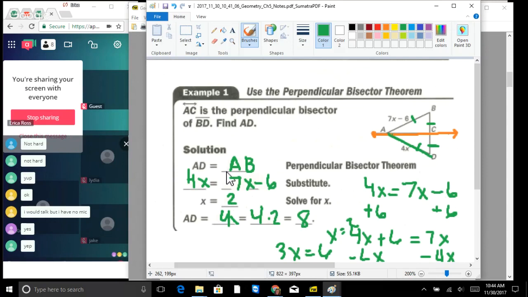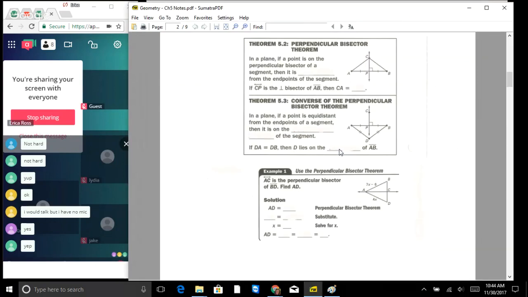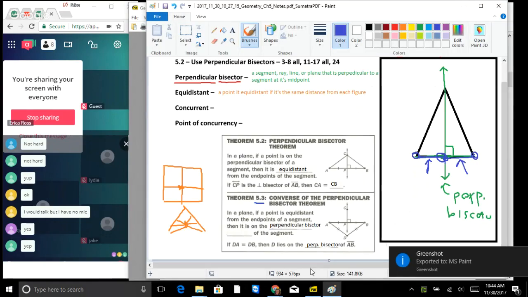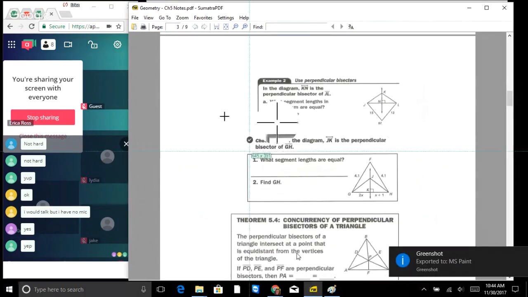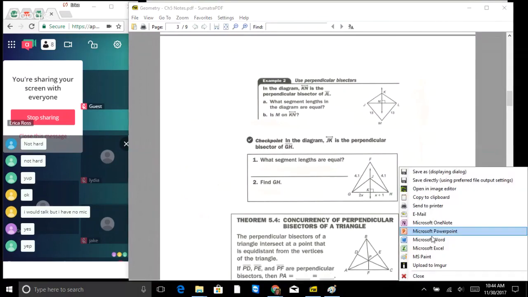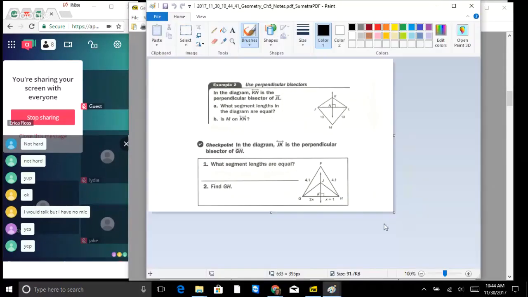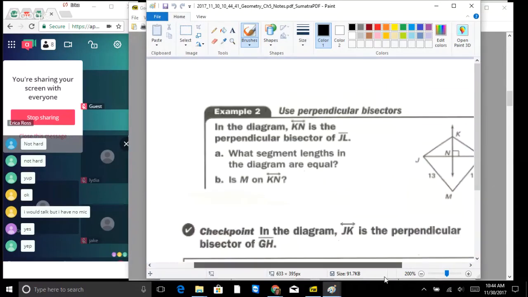Okay, so let's do another example because I didn't like that example a whole lot, even though we just did it. It's not my favorite example, so let's do another one. Okay, example number 2, use perpendicular bisectors.